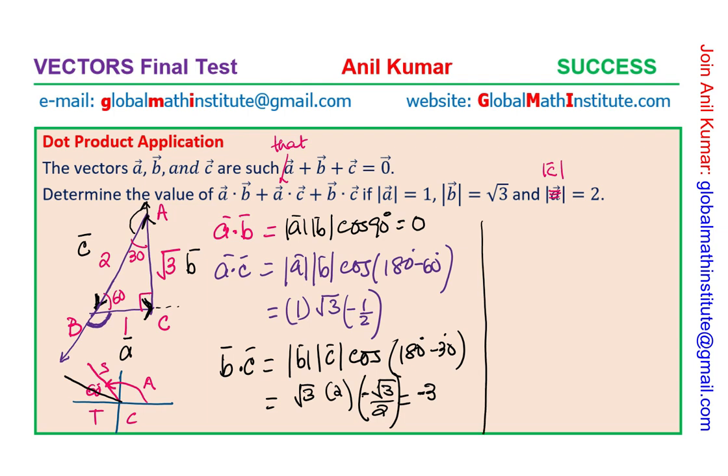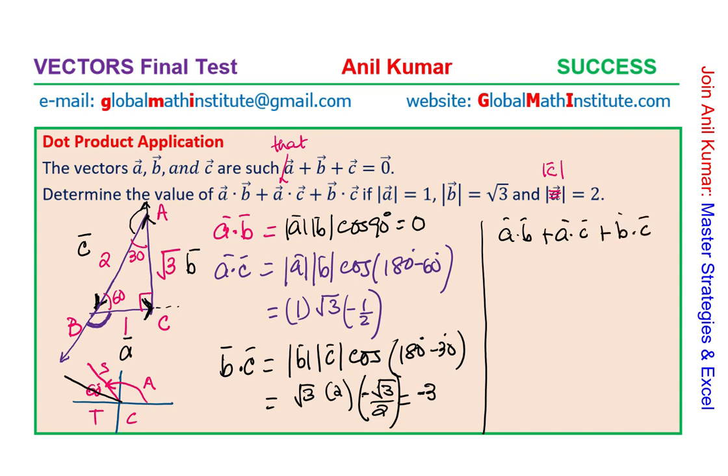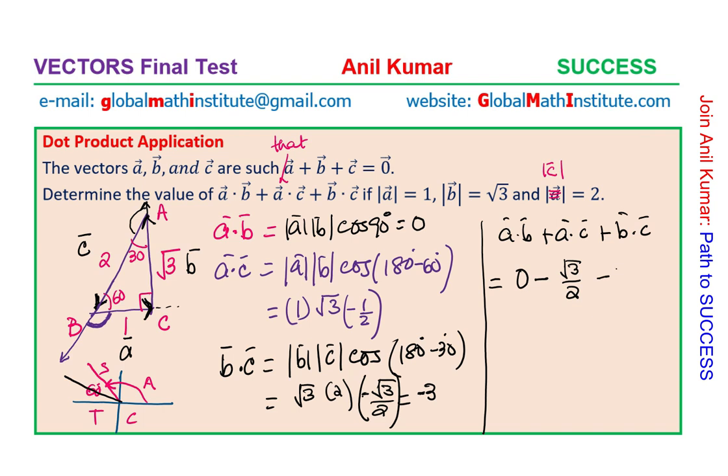So now we got all this and we can do A dot B plus A dot C plus B dot C. And this is equal to A dot B was 0, right? Minus square root 3 by 2. And this one is minus 3. You see that? So you have to be really careful when you answer this question. Perfect. Because there are many places where you could go wrong.